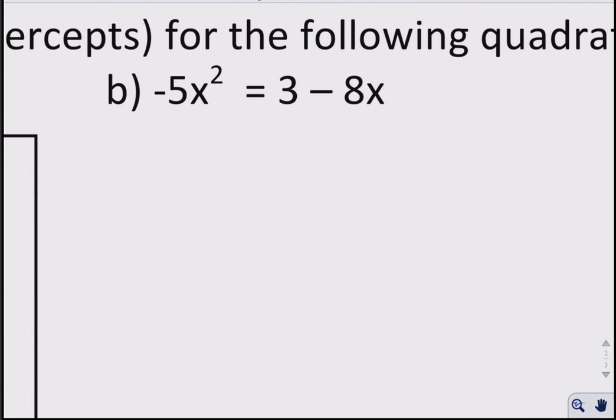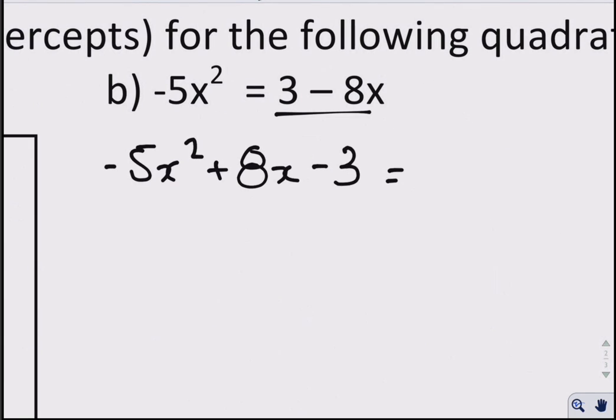Now, the quadratic formula, to be used properly, you have to make sure that your quadratic, first of all, is in standard form. Now, B almost looks like that, except that I need to have everything on one side of the equation. So let me bring my 3 and my negative 8x onto the left-hand side. Okay, so what does that look like? Well, I'm going to have 5x squared plus 8x minus 3 equals 0.